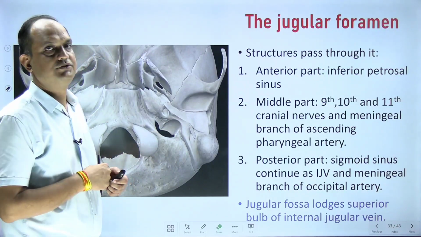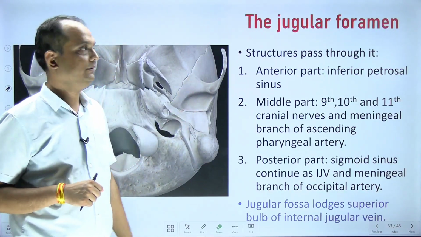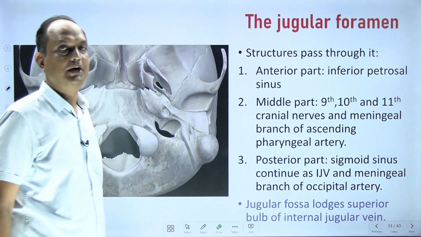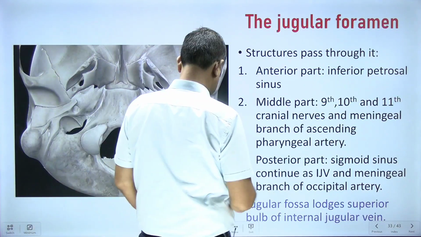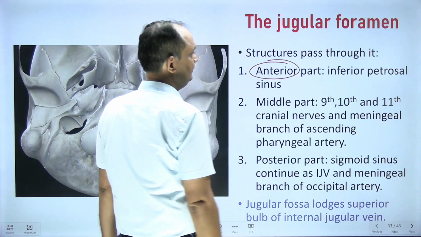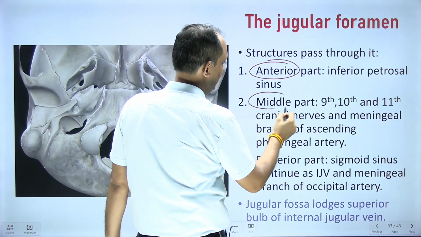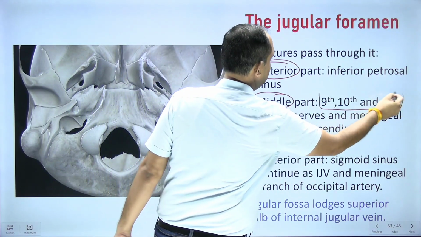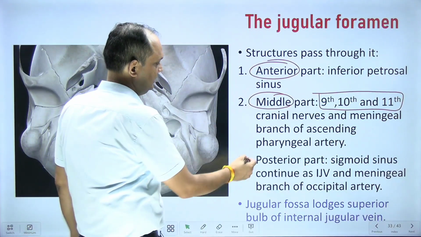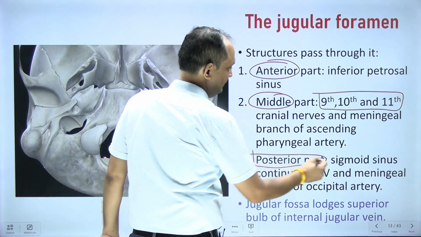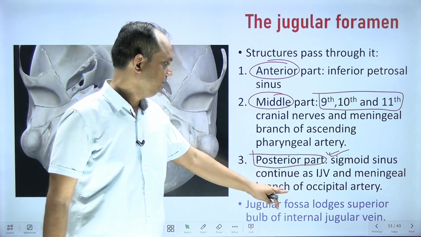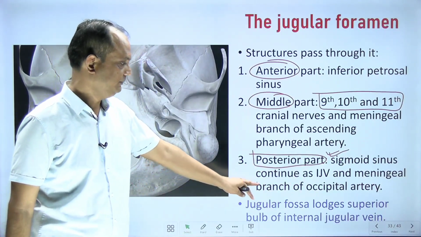So what are the structures that pass through the jugular foramen? The first thing you have to understand is that the jugular foramen is divided into three parts. In the first part, anteriorly, you will have the inferior petrosal sinus. In the middle part, you will have a very important content, that is the 9th, 10th, 11th cranial nerves with the meningeal branch of the ascending pharyngeal artery, and the posterior part has the sigmoid sinus that will continue with the internal jugular vein, and also you will have the meningeal branch of the occipital artery.